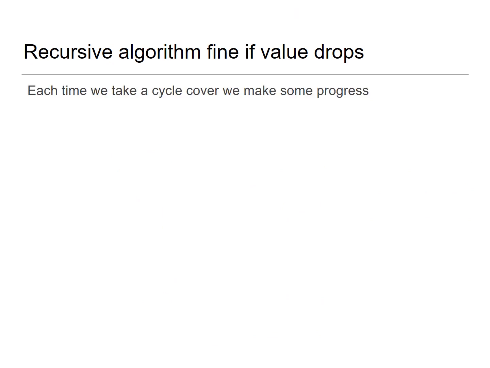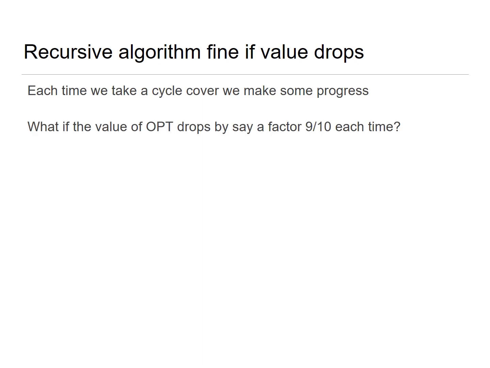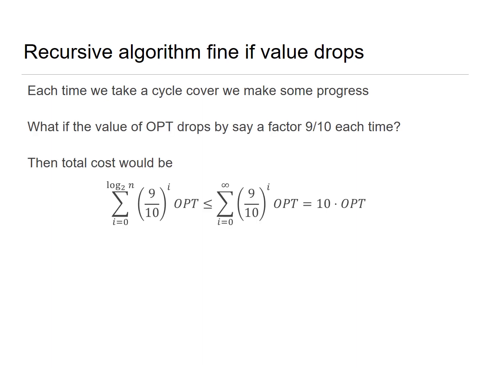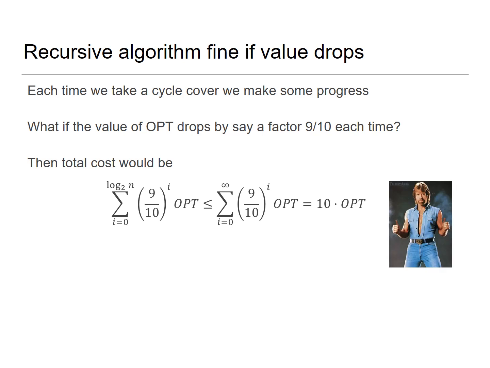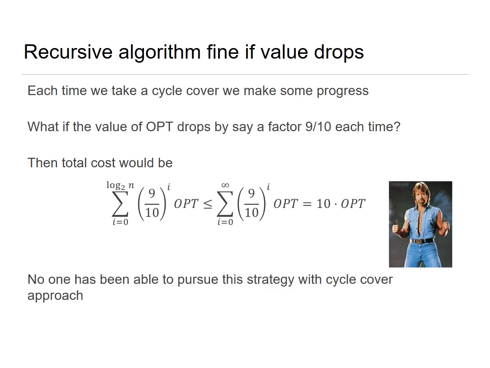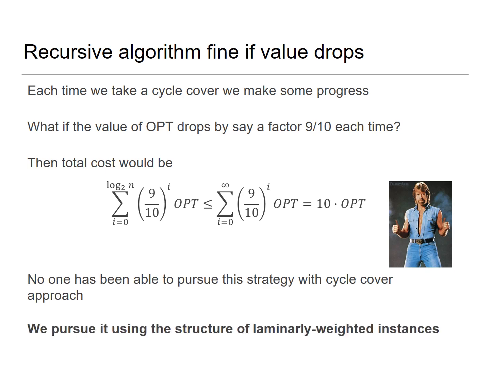So what if the value of opt would drop by, let's say, a factor 9/10 each time? Well, then you would get this nice geometric series that just converges to some constant time. Okay? Awesome. So no one has been able to pursue this strategy with the cycle cover approach, and people have tried. But we pursue it using the structure of this laminar structure that we have.